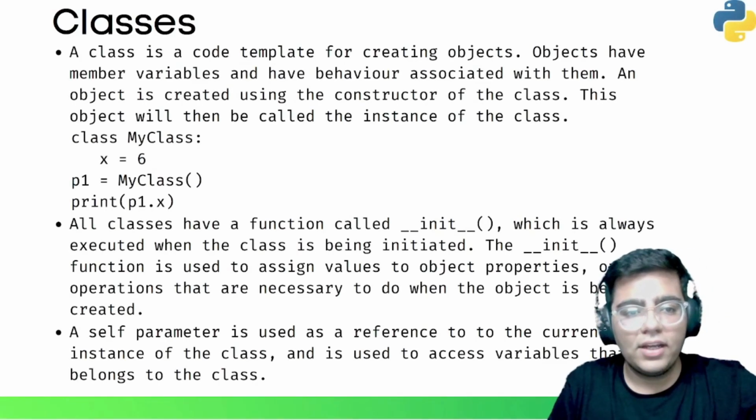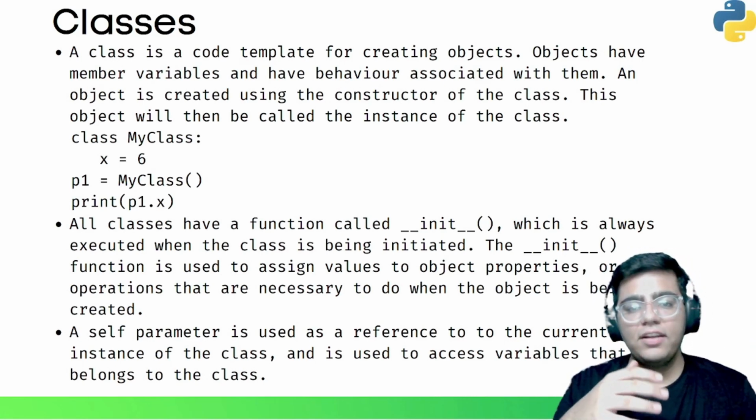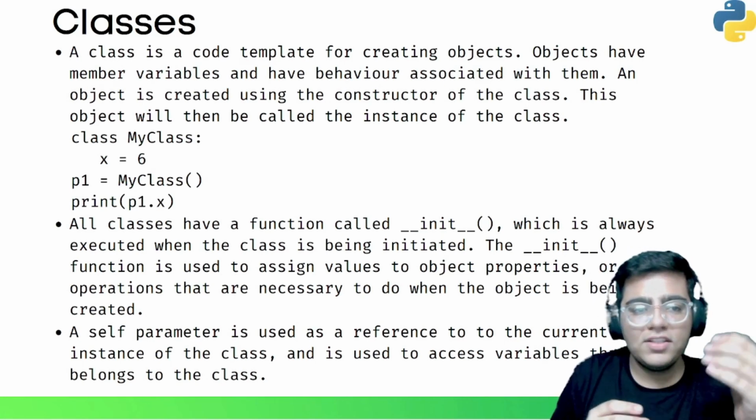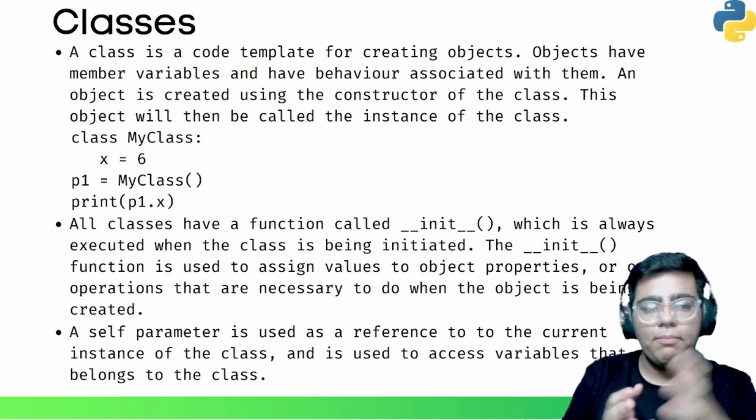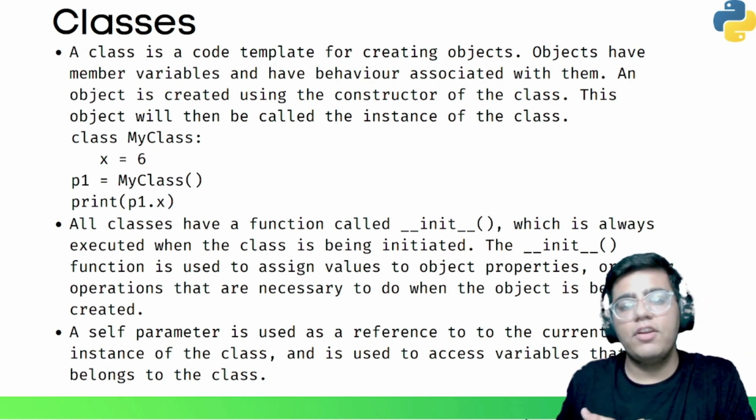So what are classes, you might ask? For that you need to understand the concept of objects. Now what is an object? An object is something in Python which has member variables and a behavior associated to it.